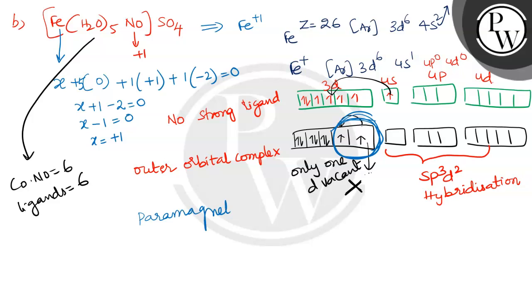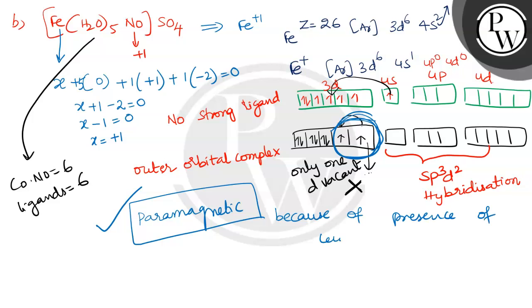What was asked in the question? Which of the following is paramagnetic? So this is paramagnetic. Why? Because of the presence of unpaired electrons. Option B is the correct answer.